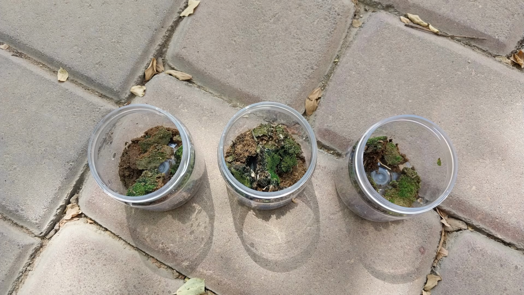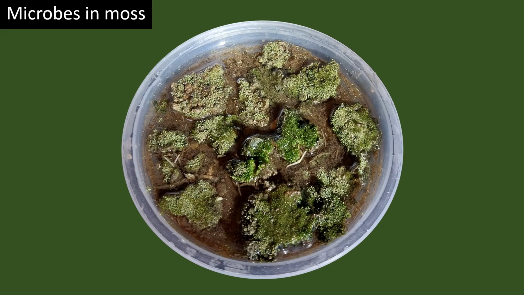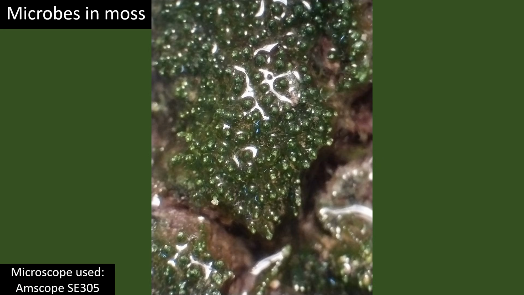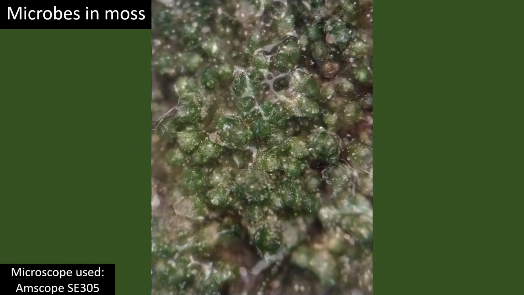After bringing them home, I let one of them soak in a petri dish, and I just let the other 2 soak in their containers. Letting the moss soak in water is important, because it reanimates any microorganisms in cryptobiosis, which is a dormant state. Here is what the moss looks like under a stereo microscope. If you are interested to see more stereo microscopy, check out the link in the description.